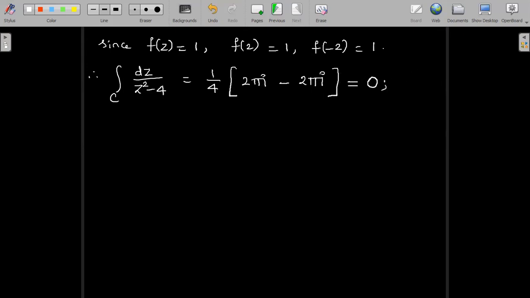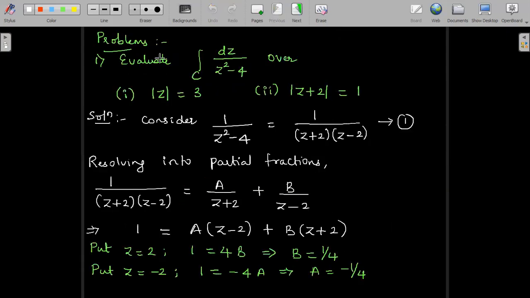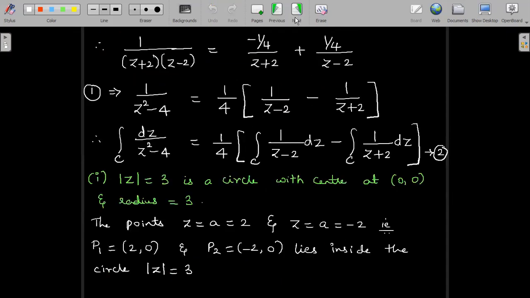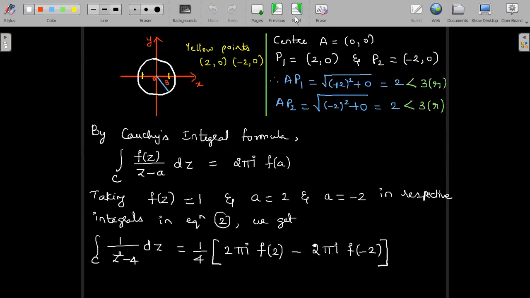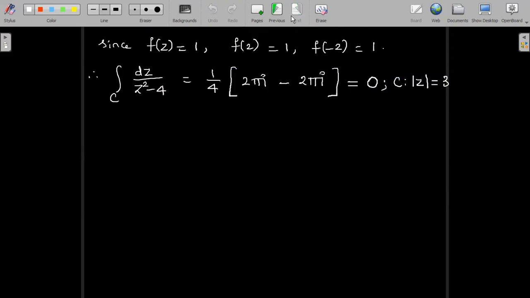And this is for the curve mod z is equal to 3. Mod z is equal to 3. No, mod z is equal to 3 is the first curve that we dealt with. Now we will move on to the second curve. Modulus of z plus 2 is equal to 1 represents a circle with center at -2 and radius equal to 1.